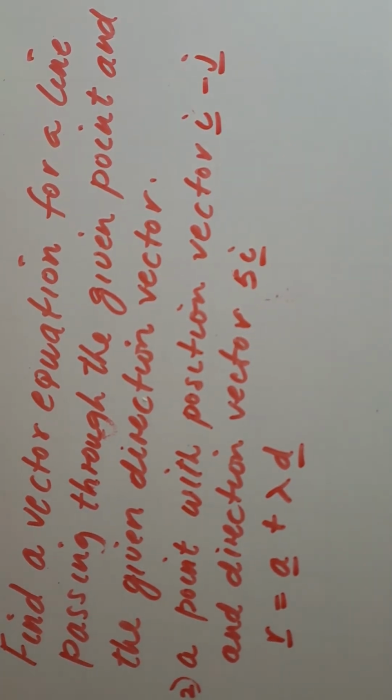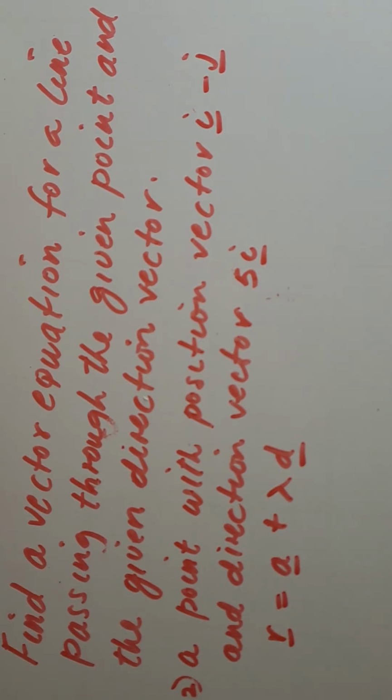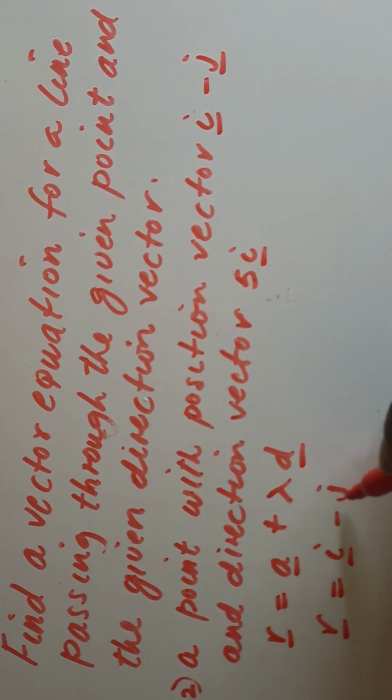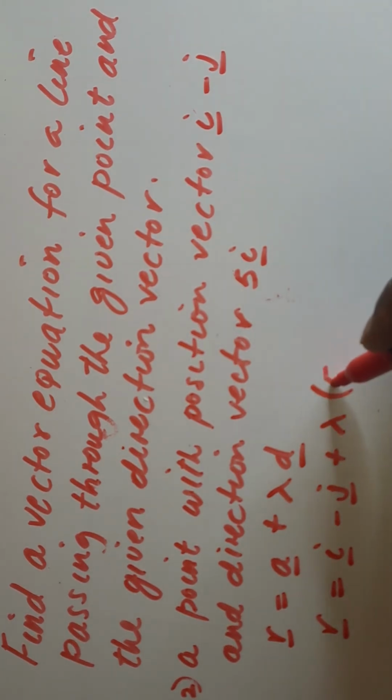Well, our second problem is we need to find the vector equation again for a point with position vector i minus j and a direction vector of 5i. And we can immediately write, we know our position vector, which is i minus j, and our direction vector is multiplied by lambda, which is just 5i.